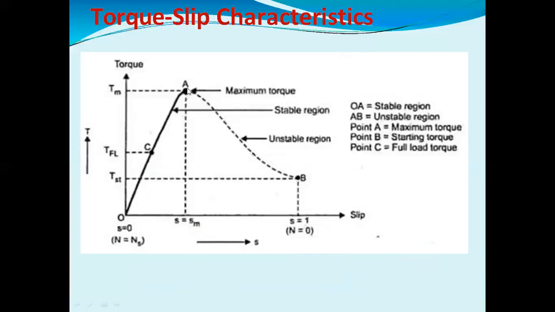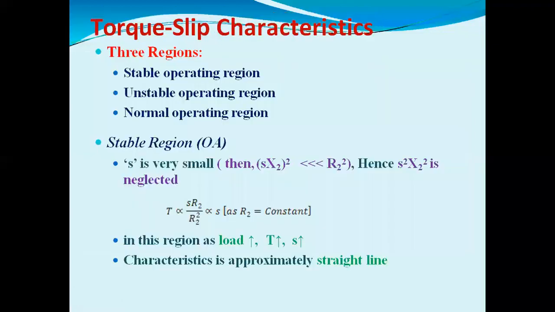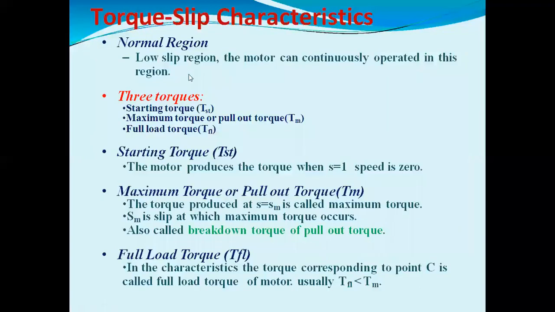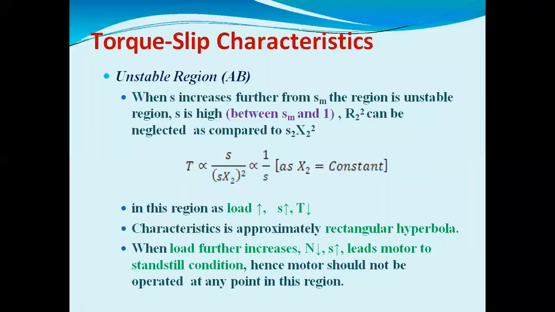So from O to A, this is called the stable region, where it follows the y equal to mx graph. From A to B, it follows the rectangular hyperbola where torque is proportional to 1 by S. Another is the normal region, a low slip region, where the motor can continuously operate.